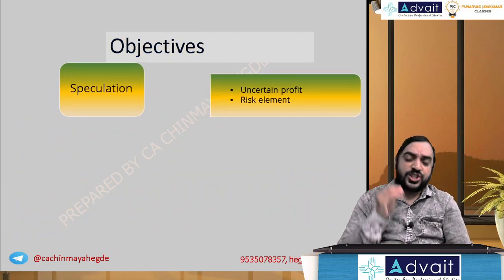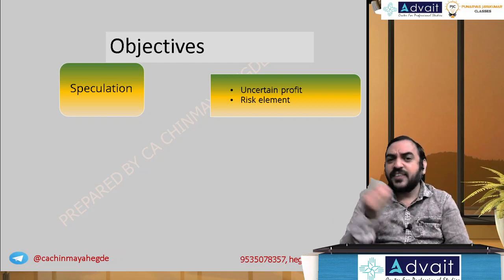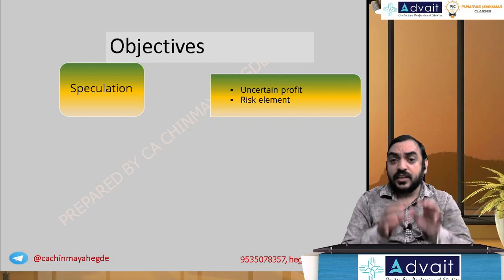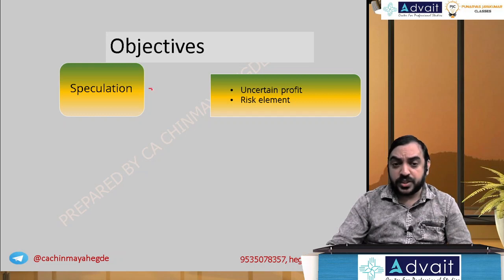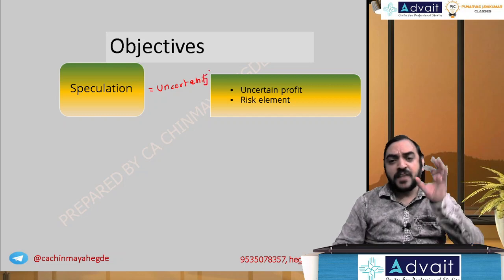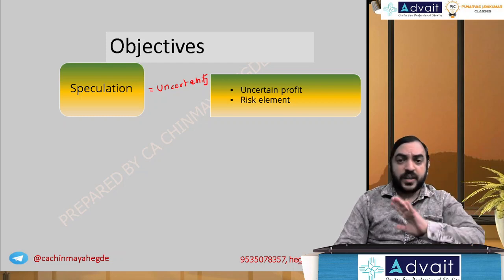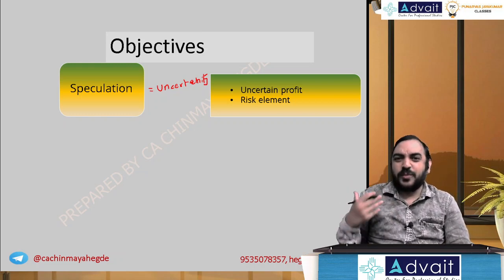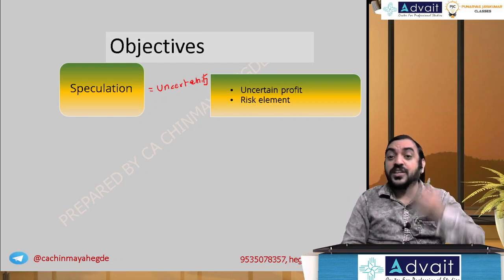When I use the word speculation, some people say it is betting. Yes, in a way it is betting, but please don't think speculation means betting. The word speculation here is used for uncertainty. We don't know the future, so I'm using the word speculation. Betting is also uncertain, but I don't like using the word betting continuously. Speculation means taking a position where the future is uncertain.